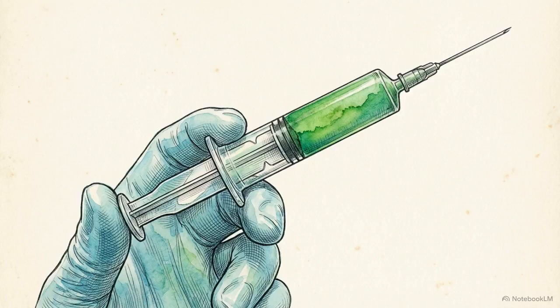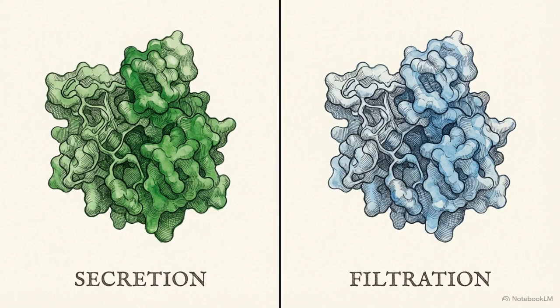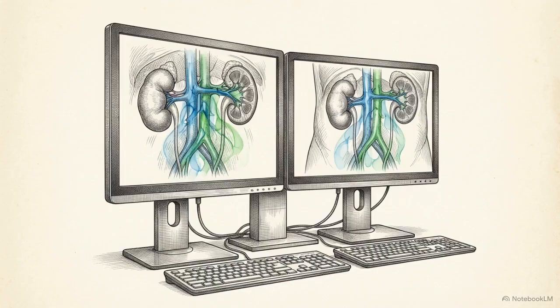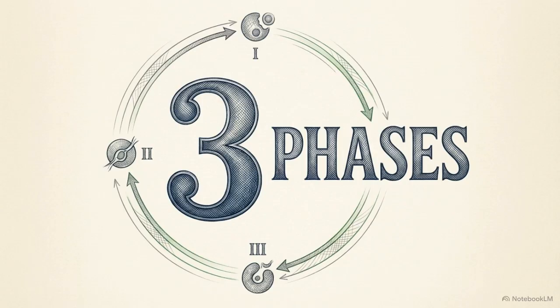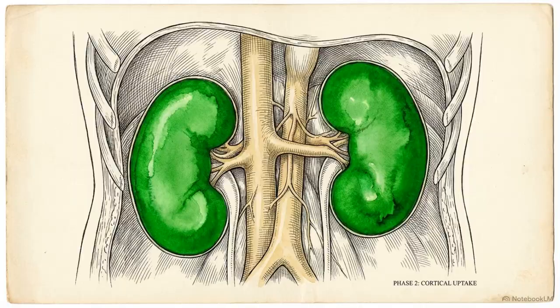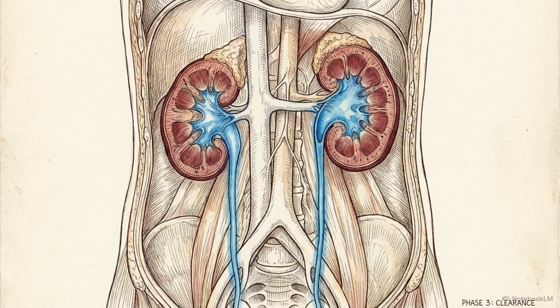To diagnose specific renal pathology, we have to isolate one of these two pathways. We do this by engineering radiotracers designed to be processed exclusively by either secretion or filtration. Once the selected tracer is administered, we initiate a continuous dynamic scan. We watch the radiopharmaceutical travel through the renal system in real time. This journey breaks down into three distinct phases. First, arterial blood flow, then cortical cellular uptake, and finally, collecting system clearance.